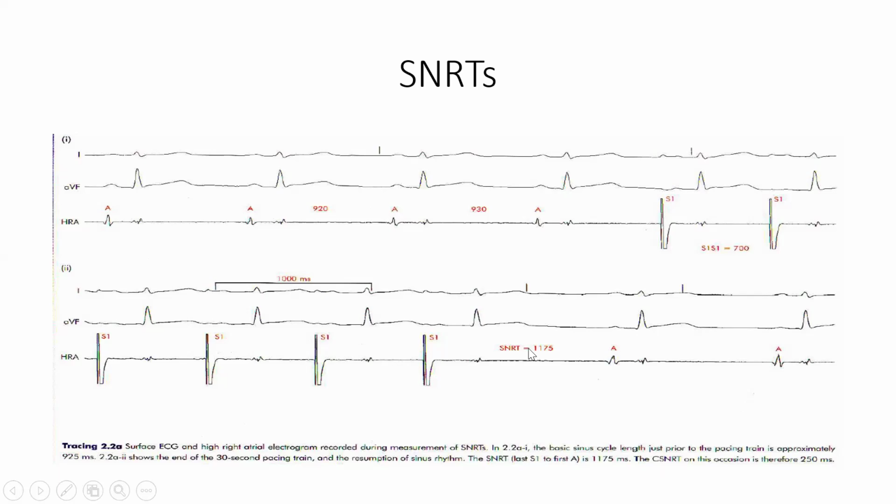node recovery time. Then we can correct for the sinus node recovery time by subtracting the baseline cycle length without pacing from the sinus node recovery time. That will give us the corrected sinus node recovery time. That is part of the Brownward MCQ question. Hope it's clear.